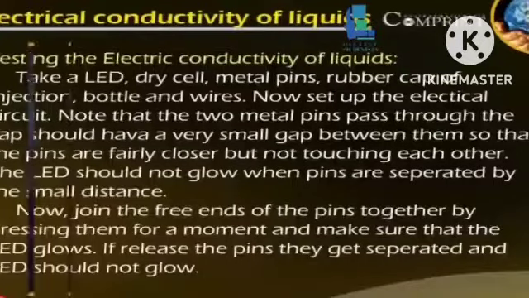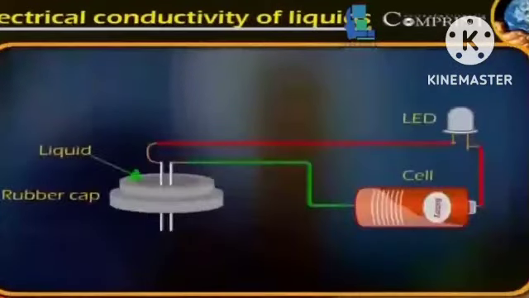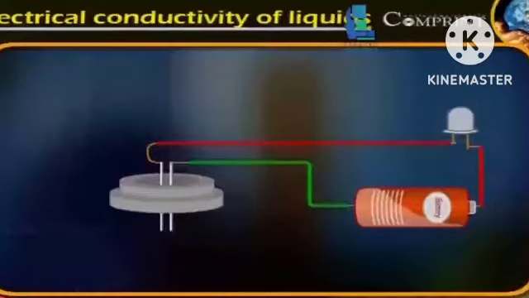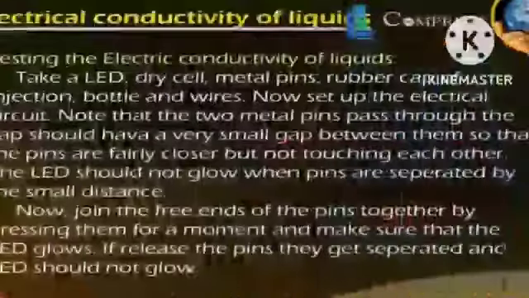The LED should not glow when the pins are separated by the small distance. Now join the free ends of the pins together by pressing them for a moment and make sure that the LED glows. If you release the pins, they get separated and the LED should not glow.